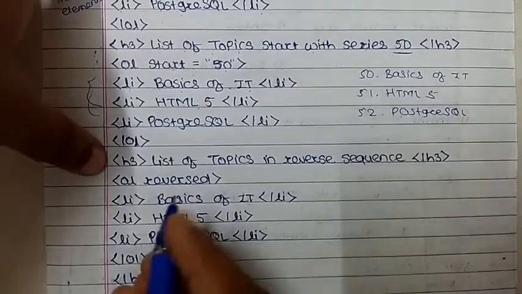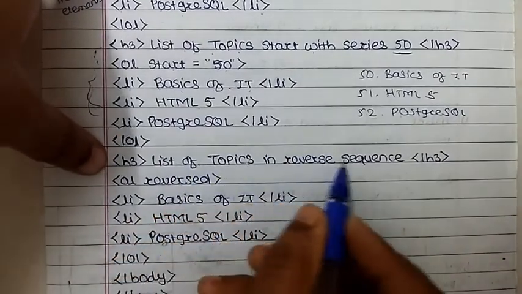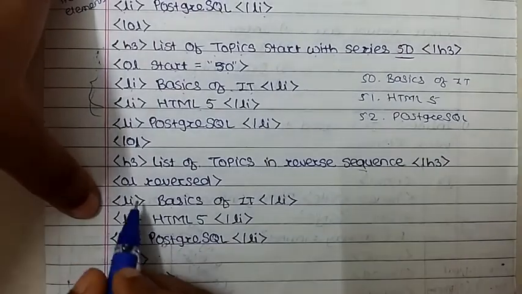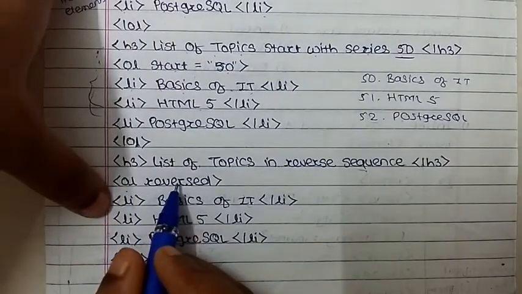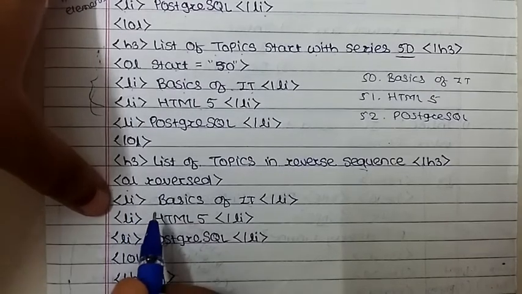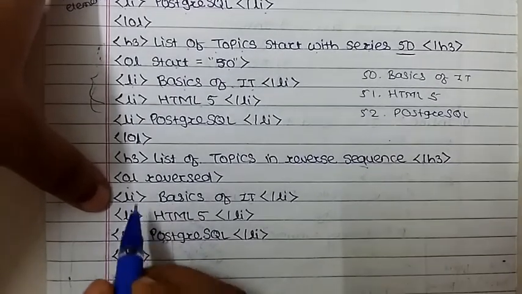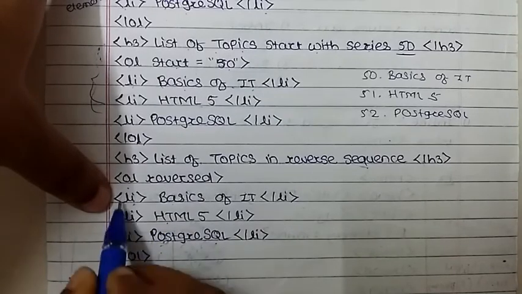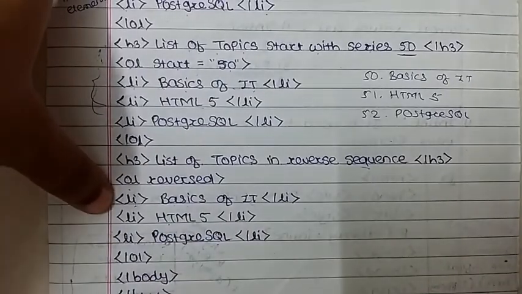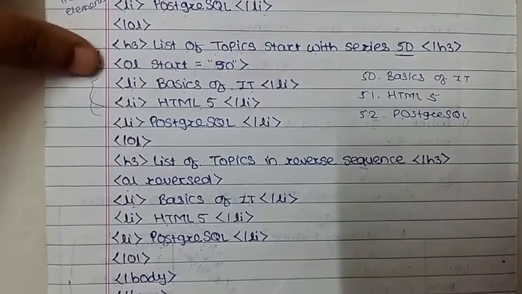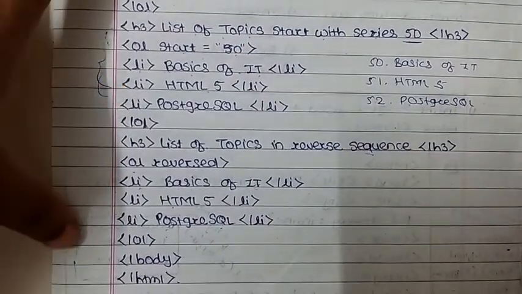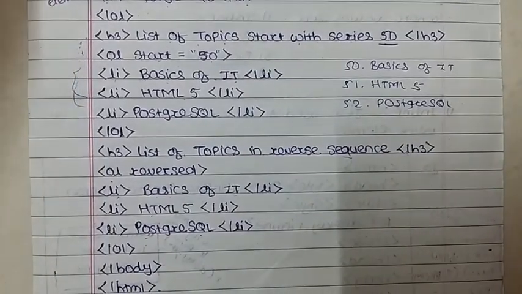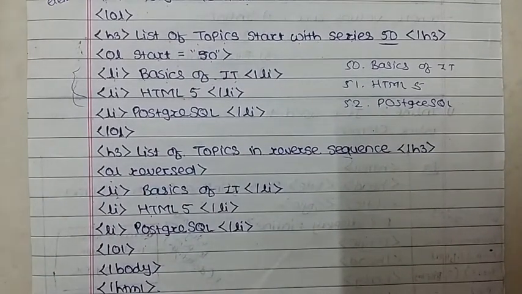In the H3 tag we have to use a list of topics in reverse sequence. We have to reverse the sequence. Then OL reversed, we simply use the reversed attribute here. Then LI Basic of IT, HTML5, PostgreSQL. So this sequence is printed in reverse. We will discuss this program output practically, then it is easier to understand. Clear? So now we will do this.